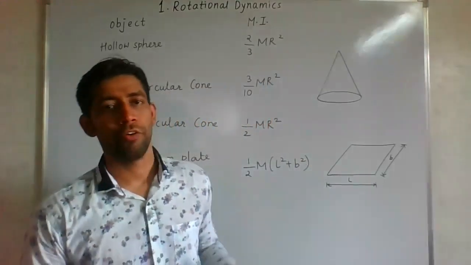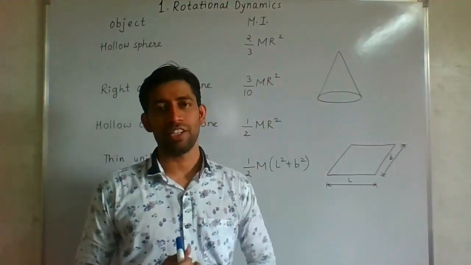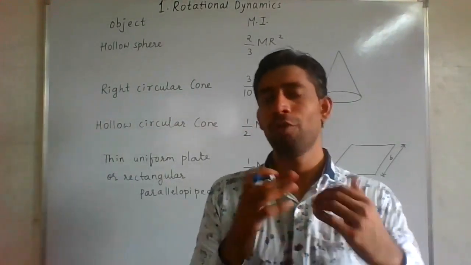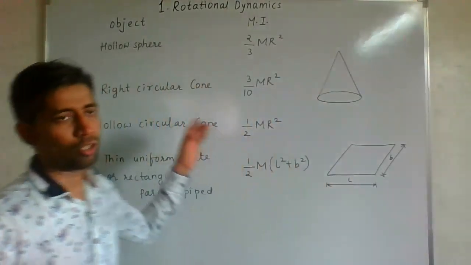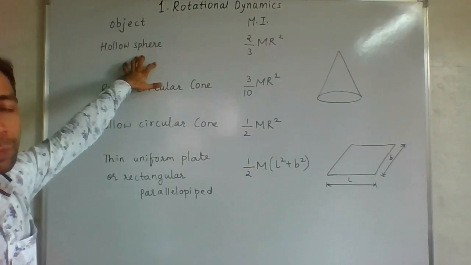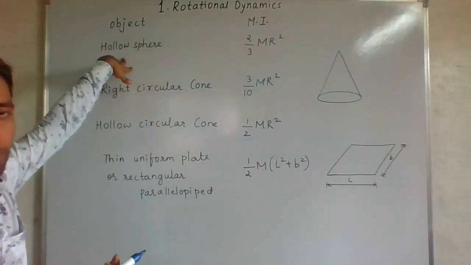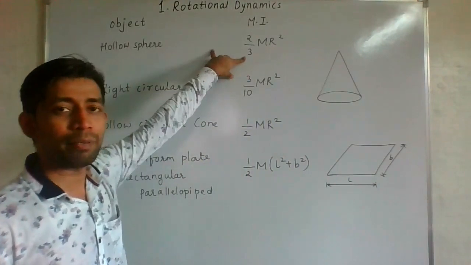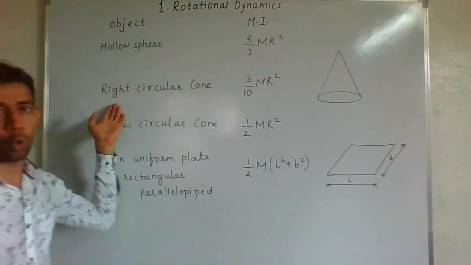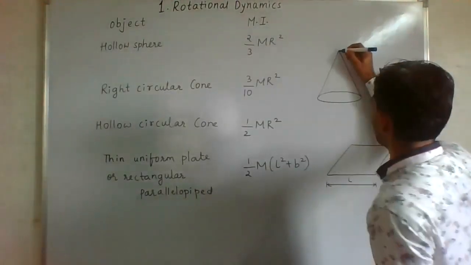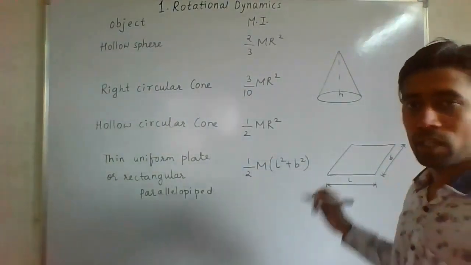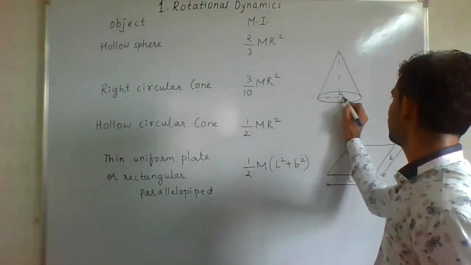A list of a few more objects whose moment of inertia I have written on the board. No derivation, just direct formulas and no further solving. Okay, pay attention to the list. If the sphere is hollow, before this we did a solid sphere. Now the hollow sphere is empty from inside. Then in moment of inertia, what will come instead of 2/5? It will be 2/3 mr square. If it is a right circular cone like this, okay, if you draw the axis, here a 90 degree angle will form, hence it is a right circular cone. Then this will be called the radius.